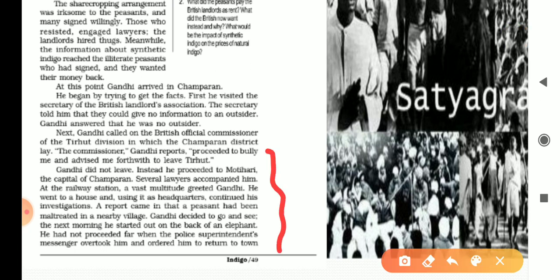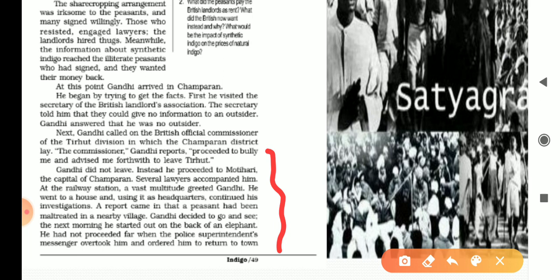Instead, he went to the capital of Champaran, that is Motihari. In Motihari, he was received by a huge gathering of people. Now, Gandhiji made one house in Motihari his office and he started staying there. One day, Gandhiji got a report that a farmer was ill treated in one of the nearby villages. You'll find the information in this paragraph. And Gandhiji decided to go there on elephant back.